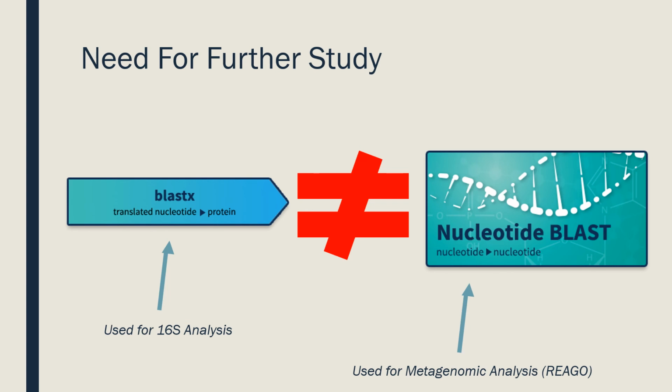Due to the unexpected nature of the results and the potential discrepancies due to the use of two different platforms, BLASTx versus BLASTn, these results will be treated as preliminary results, and this research will be continued. The next step will be to reanalyze the metagenomic data, this time using BLASTx to identify the taxa corresponding to the 16S rRNA sequences in the output from REAGO.